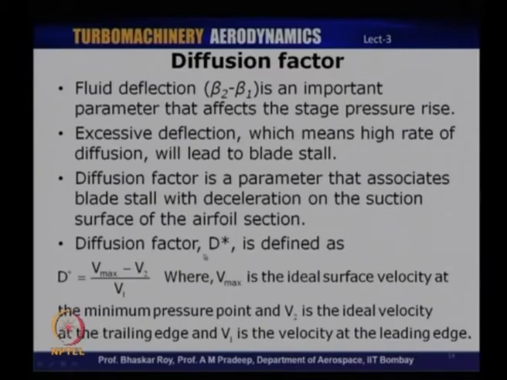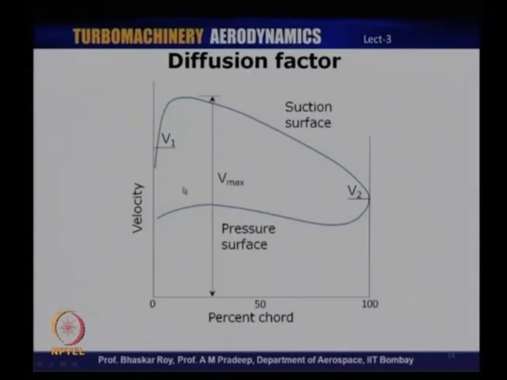So, it is basically defined as the difference between V max, which is the ideal suction surface velocity at the minimum pressure point, and V 2, which is the ideal velocity at the trailing edge, divided by V 1, which is the velocity at the leading edge. So, velocity difference between the maximum and the trailing edge velocity to the leading edge velocity. So, let us look at what diffusion factor definition basically means.